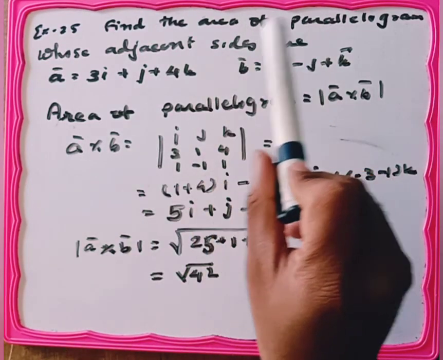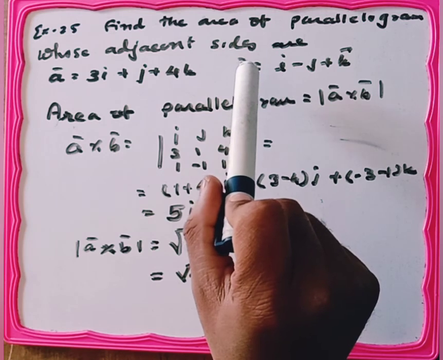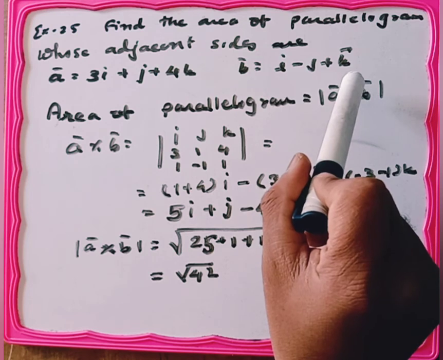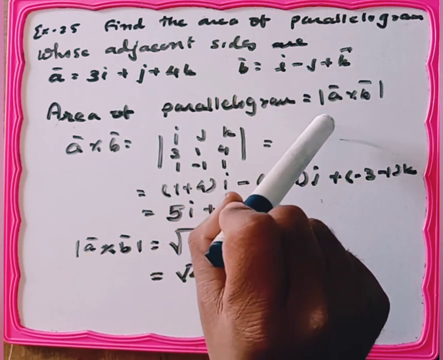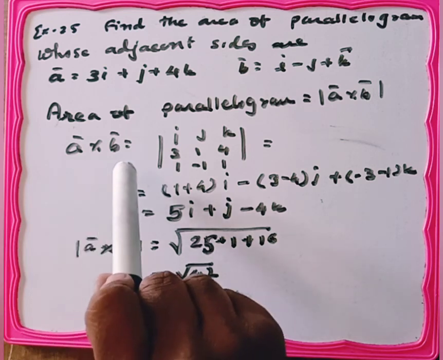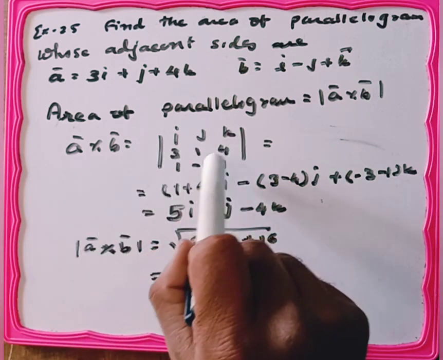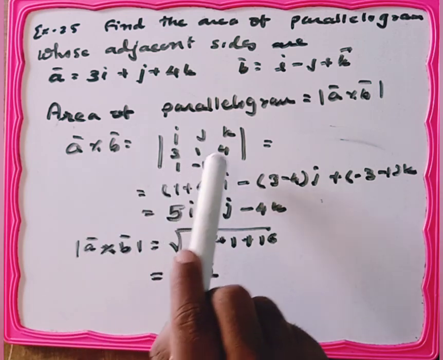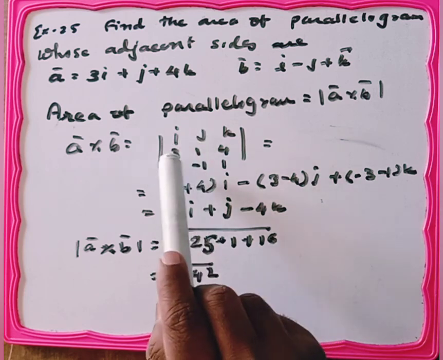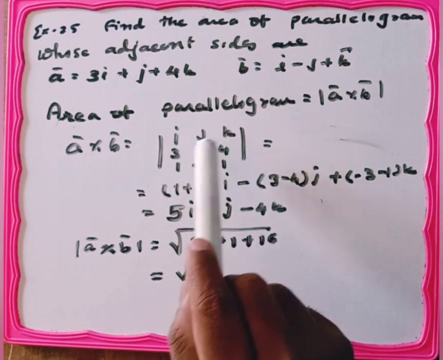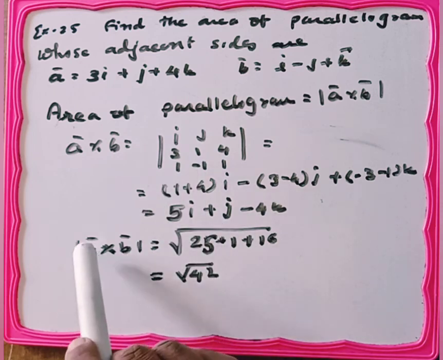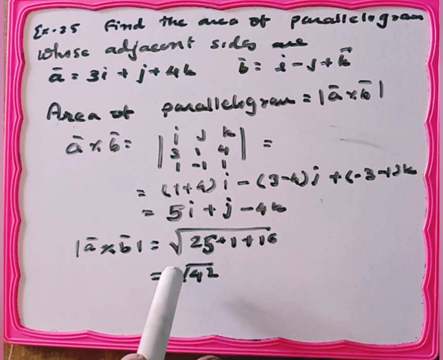Next we have: find the area of the parallelogram whose adjacent sides are a bar equals 3i plus j plus 4k, b bar equals i minus j plus k. So area of parallelogram will be given by magnitude of a bar cross b bar. So a bar cross b bar equals i j k, 3 1 4, 1 minus 1 1, which we simplify. Then i into (1 minus minus 4), so 1 plus 4, minus j into (3 minus 4), so plus j, and k into (minus 3 minus 1), so it is 5i plus j minus 4k. And so magnitude of a bar cross b bar we will get 25 plus 1 plus 16, which will be root 42.